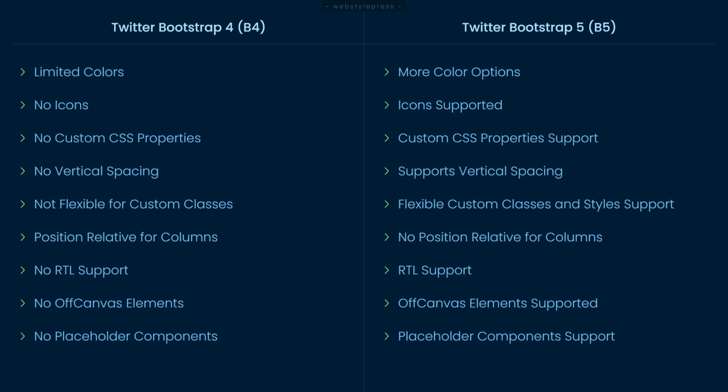Responsive font size support is added. SVG icons library added. Enhanced and consistent form elements, faster and lighter components, highly customizable via Utilities API and extended colors, improved and enhanced grid system, placeholder components added, new off-canvas component added. These are the most important and major changes from Bootstrap 4 to Bootstrap 5.